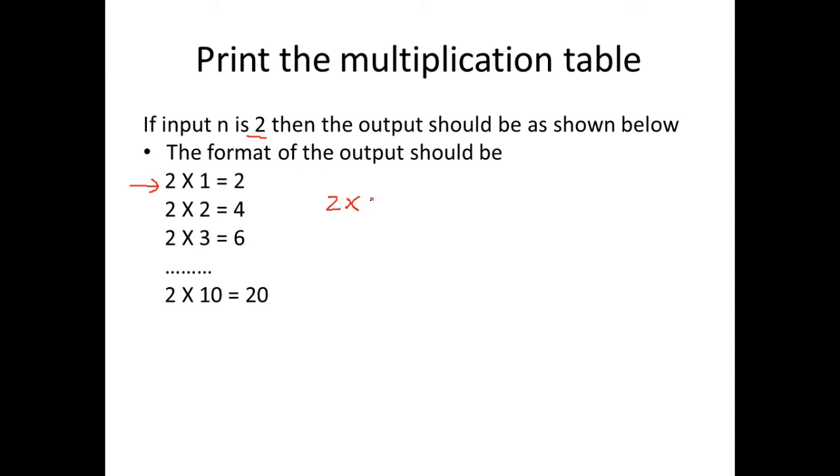So we say 2 into 1 is equal to 2. This is actually an X, and you should not use a star there. That's not a star. So you have to print the multiplication table from 1 to 10. You have to get the number from the user. Can you go and try this one out?